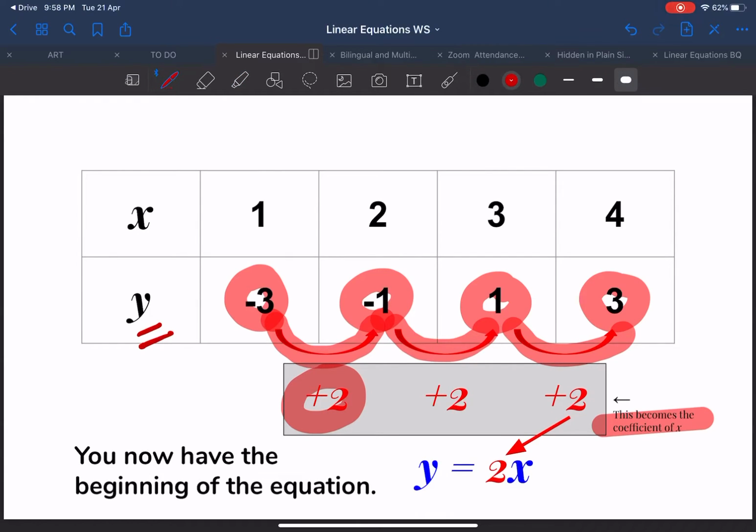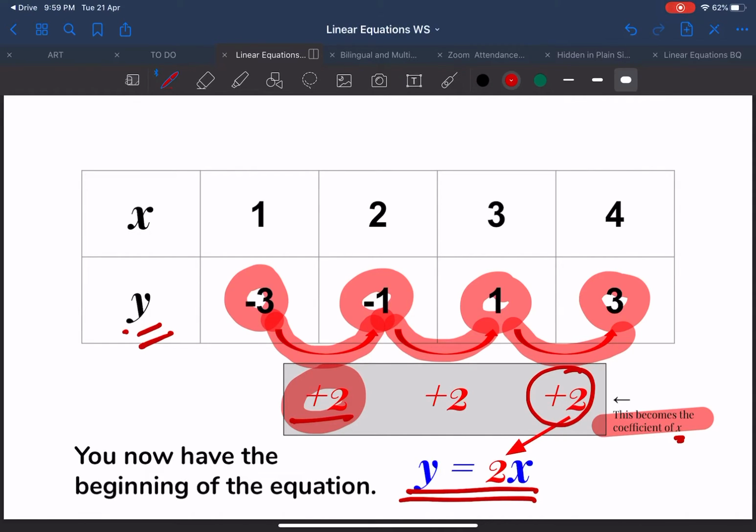And then you use that pattern to start an equation. So y is equal to 2x. See, this is where the 2 comes from. And this becomes the coefficient of x. Now, if you remember from algebra, the coefficient is the value or the number before a variable. So there you go. We already have an equation.